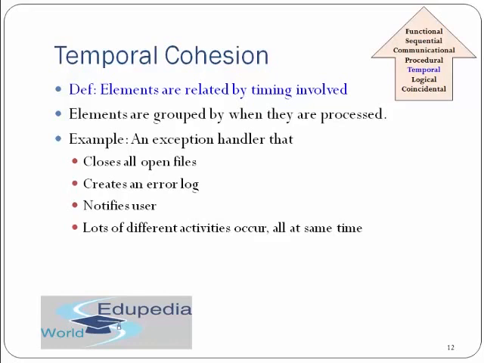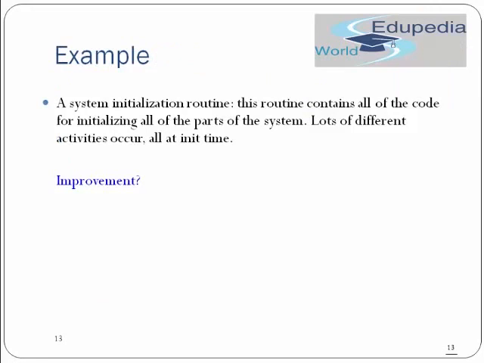So let's move forward. Next you can see an example of a system initialization routine. This routine calls the code for initializing all parts of the system. Lots of different activities occur at init time. There are a number of activities which we need to call, but all need to be called at init time. So whenever the init method gets called, all these routine activities are actually called.